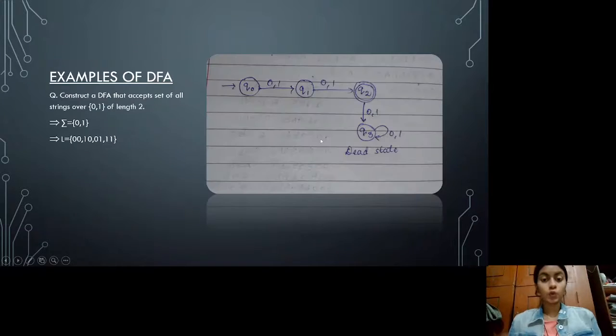Moving on to example 2. This says: construct a DFA that accepts the set of all strings over 0 and 1 of length 2. There is a compulsion that the length should only be 2. So we can have 00, 01, 10, and 11.